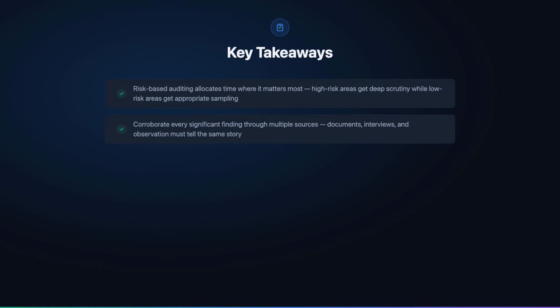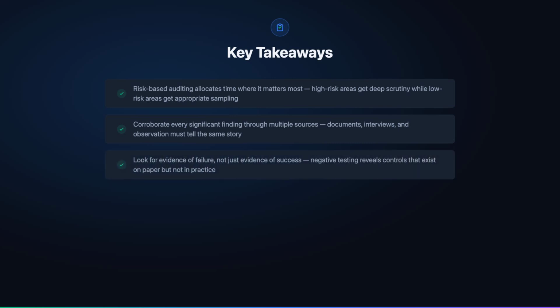Second, corroborate every significant finding through multiple independent sources. A finding based solely on document review may miss reality. A finding supported by documents, interviews, and observation is defensible and credible. The best auditors routinely triangulate evidence before forming conclusions.